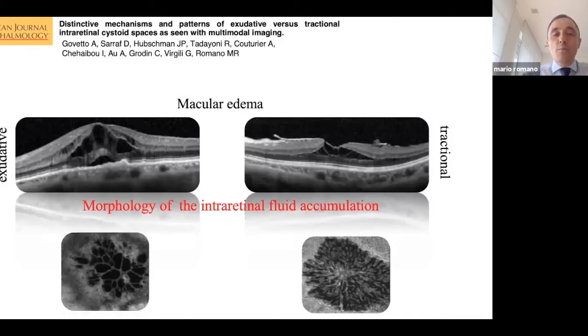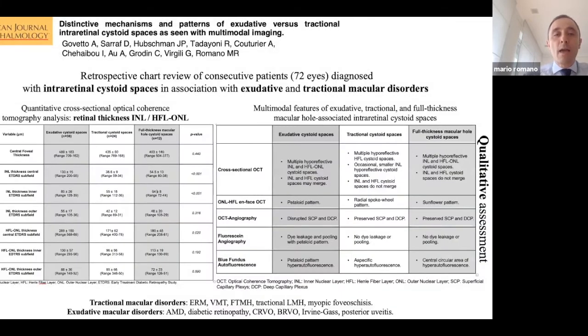Let's have a look. So we published this paper recently, looking to the morphology of intraretinal fluid accumulation in exudative form and tractional form. It was a retrospective review of 72 eyes. We did a quantitative assessment according to the retinal thickness in inner nuclear layer and outer fiber layer, outer nuclear layer, and also a qualitative assessment according to the fluorescein angiography, blue fundus autofluorescence, and cross-sectional OCT.